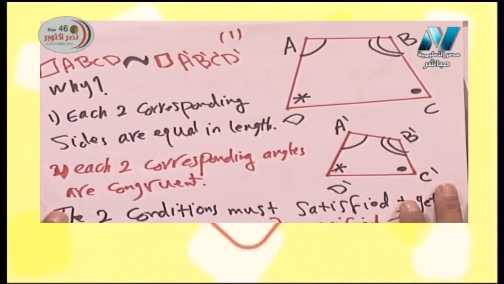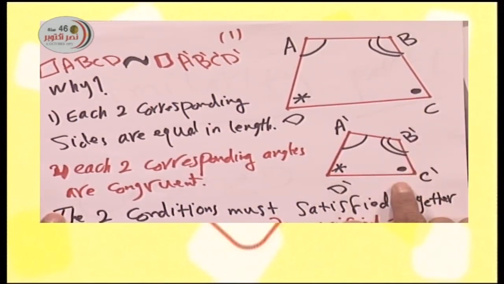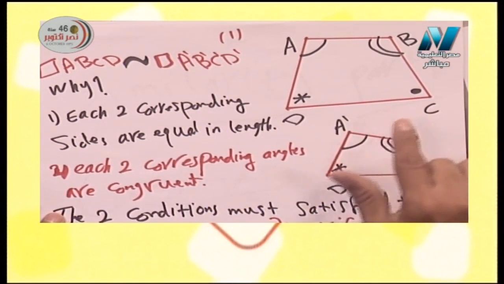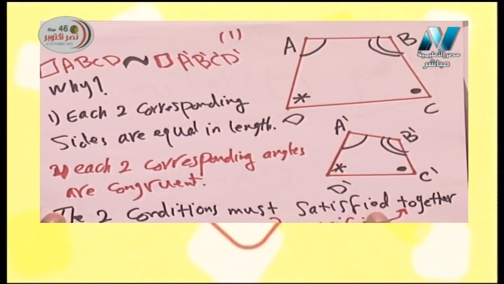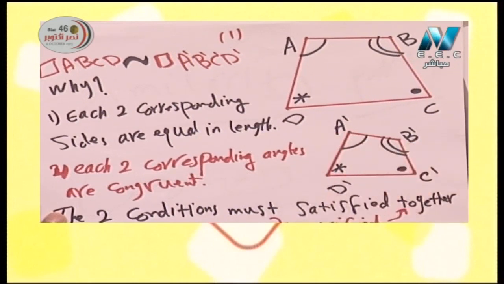Yes, we have two polygons. This is a quad and this is another quad. This quad is called A, B, C, D, and this quad is called A dash, B dash, C dash, D dash. They are similar. Why are they similar?